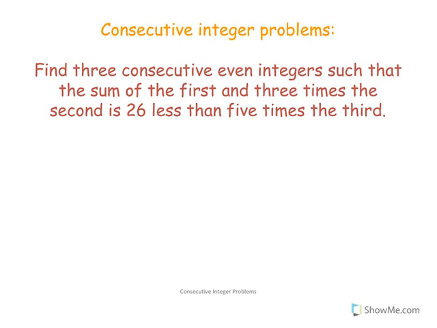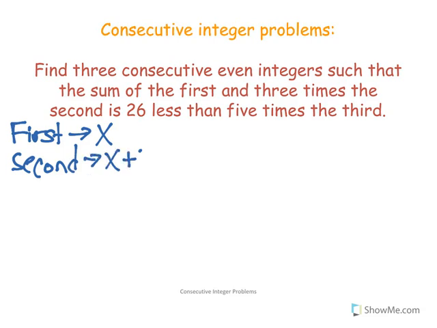All right, here's the challenge, okay? So let's see if we can do this. 3 consecutive even integers such that the sum of the first and 3 times the second is 26 less than 5 times the third. All right, so we'll call the first x. We'll call the second one x plus 2. And we'll call the third one x plus 4.